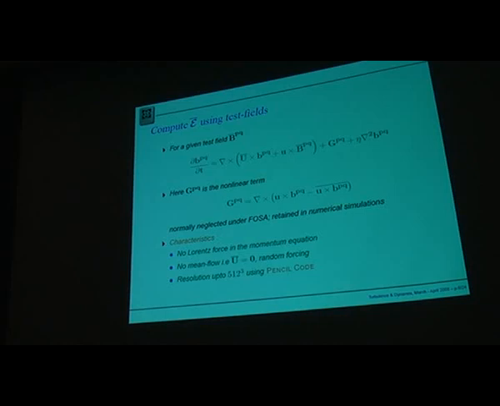Now, the simulations that we have done, what are the characteristics of that? So first point, there is no Lorentz force in the momentum equation because we want to look at the alpha effect only in the kinematic regime. There is no mean flow. We use stochastic forcing, and for our purpose, we are going to use resolutions from as low as 64 cube to as high as 512 cube using the Pencil Code.